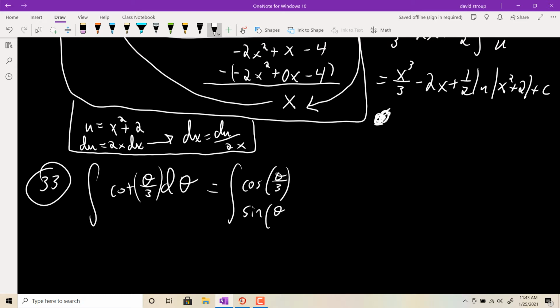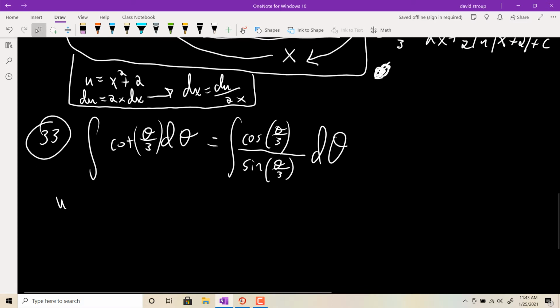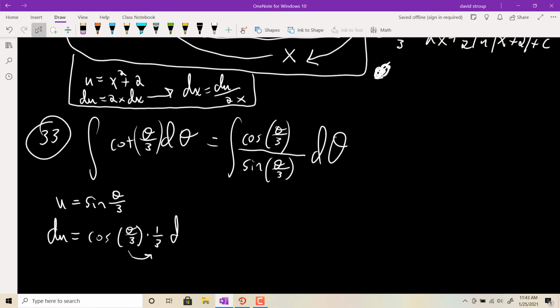So you should have the basic trig identities memorized. d theta. And then you could do a u sub and it will turn into a natural log integral. So u is sine of theta over 3. And then du will be cosine of theta over 3 times 1/3 by the chain rule. It's just the derivative of theta over 3. And then d theta, and then solve for your d theta. So you'd end up with 3 all over cosine of theta over 3 du.